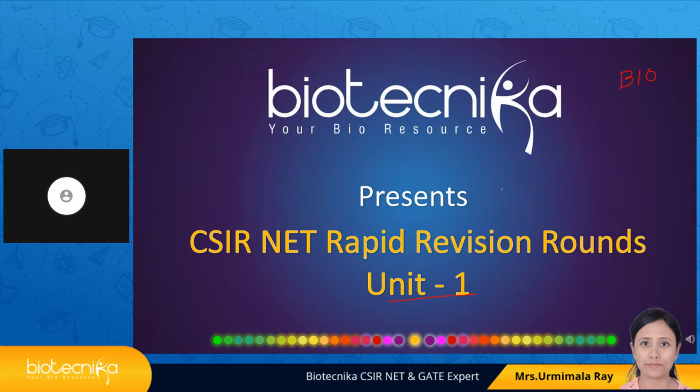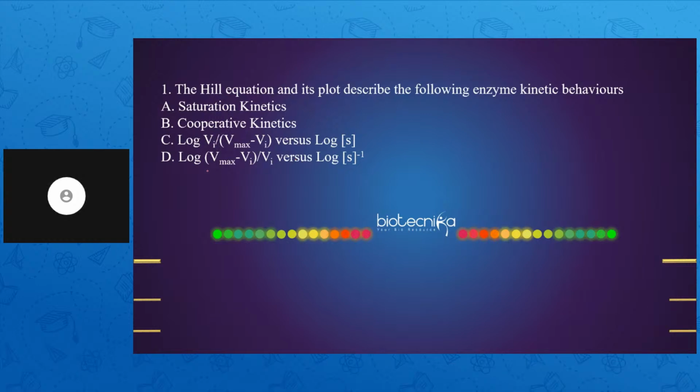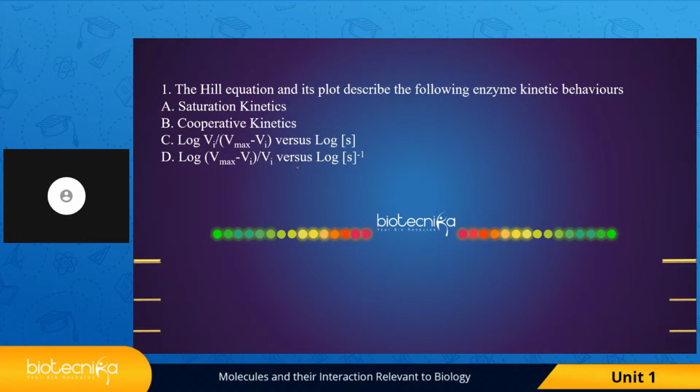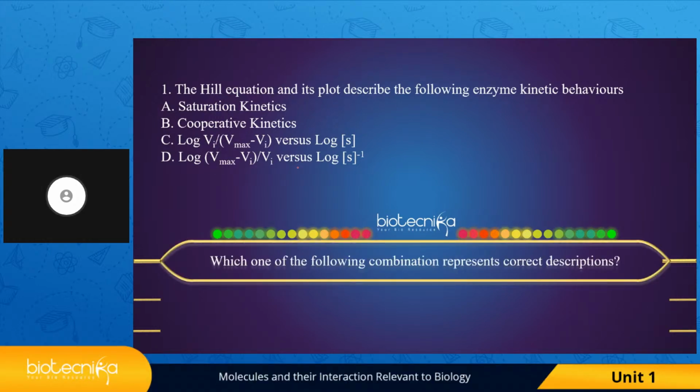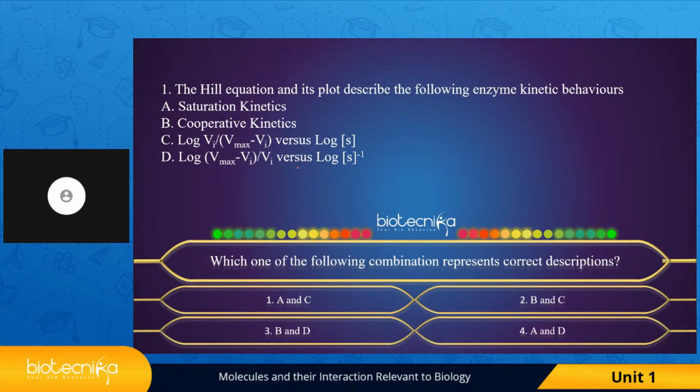And here comes on your screen the first question. Hill's equation and its plot. Describe the following enzyme kinetic behaviors. A. Saturation kinetics. B. Cooperative kinetics. C. Something versus something, x-axis versus y-axis. And D. Something versus something. What's your question? Which one of the following combinations represents correct descriptions? Your options are A and C, B and C, B and D, and A and D.